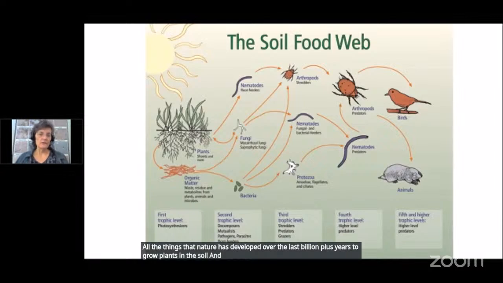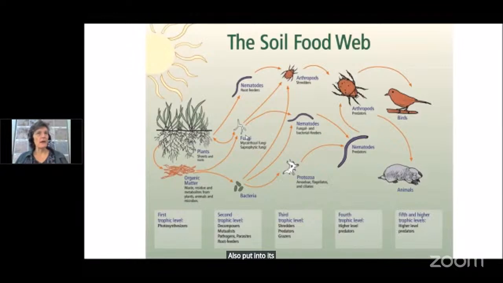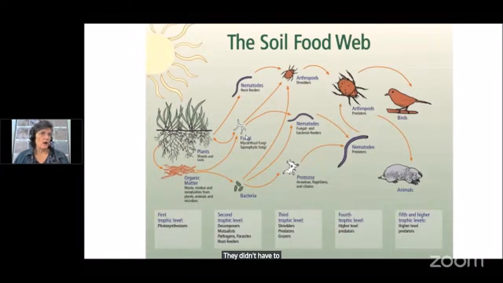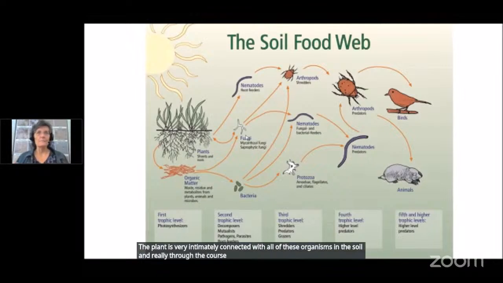And of course, rooted plants came into existence after all of these organisms were present and functioning. And so the plant didn't put into its DNA all the enzymatic abilities and all the nutrient cycling that all of these organisms were doing in your soil. They didn't have to, because these organisms were already there. They were already doing all this work. So the plant is very intimately connected with all of these organisms in the soil. And really, through the course of my career, we've only begun to understand all of these interactions. So we have a long way to go.